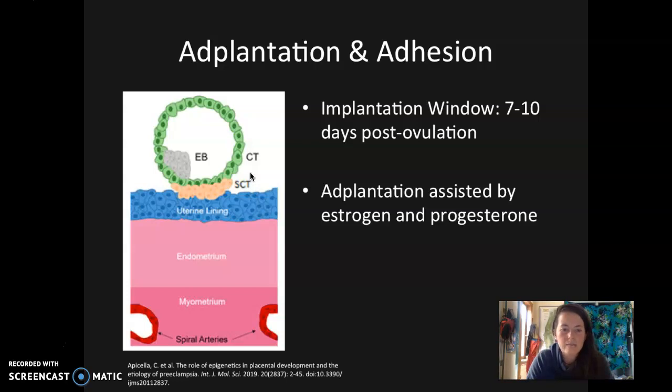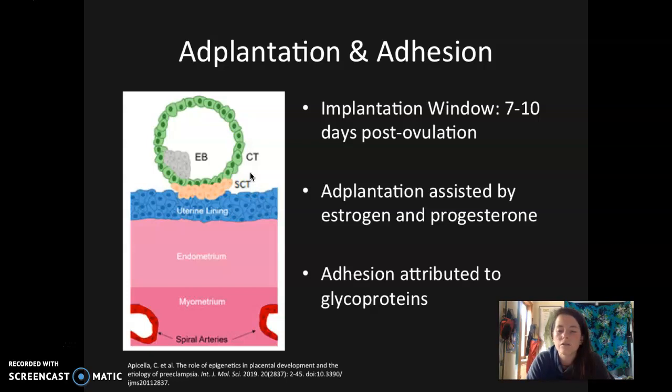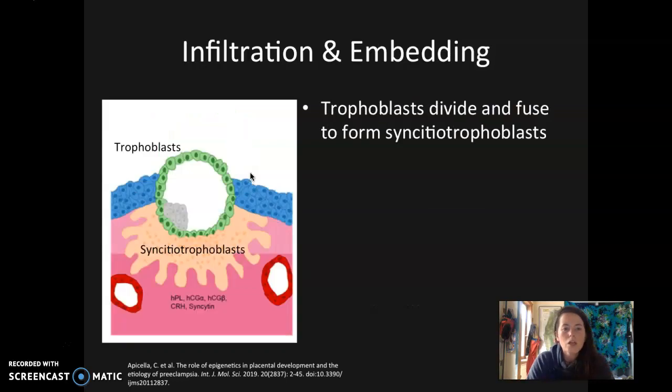So that is the implantation, and the next step is the adhesion of the blastocyte to the endometrium. The adhesion is attributed to glycoproteins that inhabit the surface of the chorion layer. However, the specific mechanisms for how this happens are still being understood and studied. So finally, the chorion must infiltrate the endometrium and embed itself into the endometrial wall.